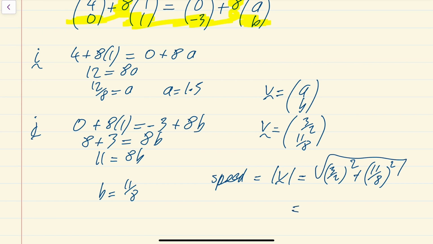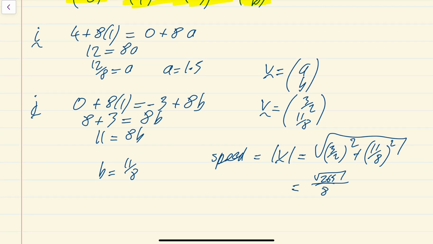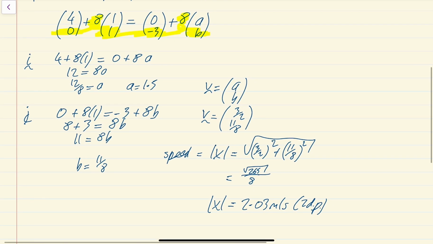I'm going to do that in one go on my calculator, bear with me. Square root of brackets, fraction button, 3 over 2. Close your bracket, squared, and then plus brackets, fraction button, 11 over 8. Close your bracket, squared, square root of that, and it gave me a perfect answer of root 265 over 8. I would definitely put that in, and then press my S to D, so my speed is equal to 2.03 meters per second to 2 decimal places. Okay, that is it.